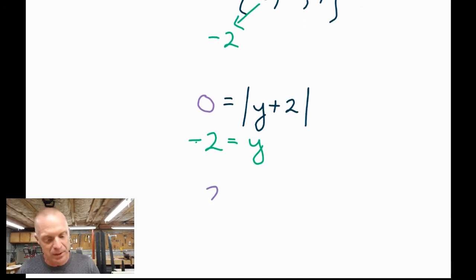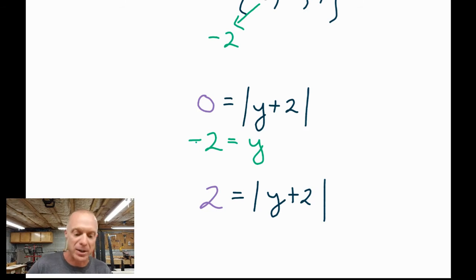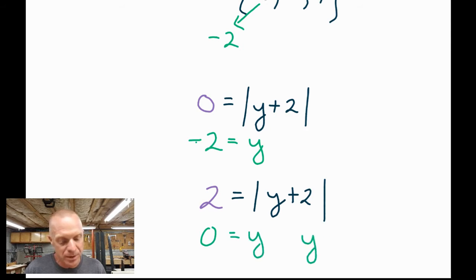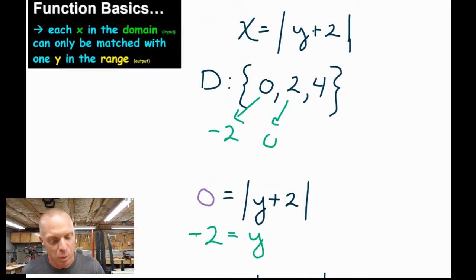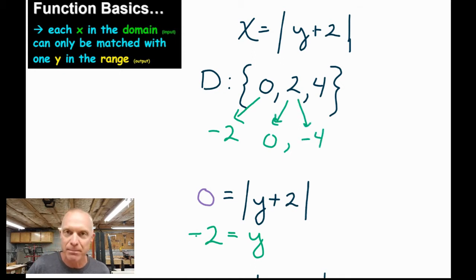What happens if I input the x value of 2? Well, we're trying to solve for y, and you can kind of look this over. It looks like y equals 0 is going to get the job done. But what about if y equals, that's right, -4? Now, if y equals -4, I'm going to get the absolute value of -2, which ends up equaling 2. So it looks like here I have two y values, 0 and -4, and both of those y values appear to match with the input of 2.